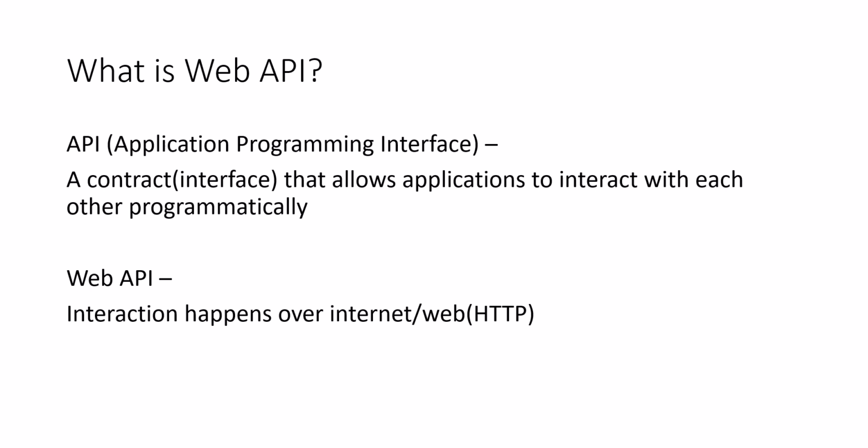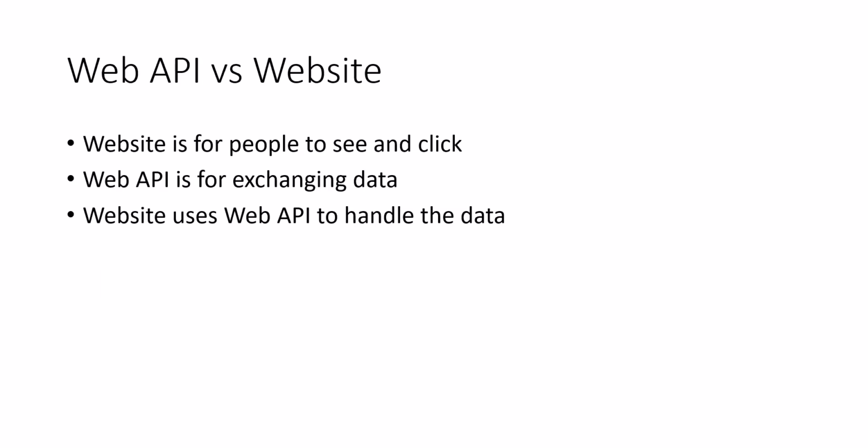And moving on to what web API is and the difference with a website. Website is for the people to see and click. I mean, whatever you see on the screens, you click, you interact. So that's called a website. And this website uses API in the background to fetch the data from the database or from another application and display it on the screen. So website uses web API for data exchange.